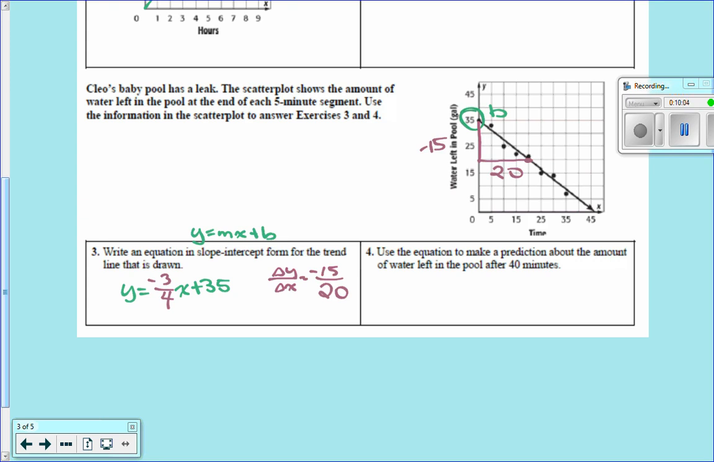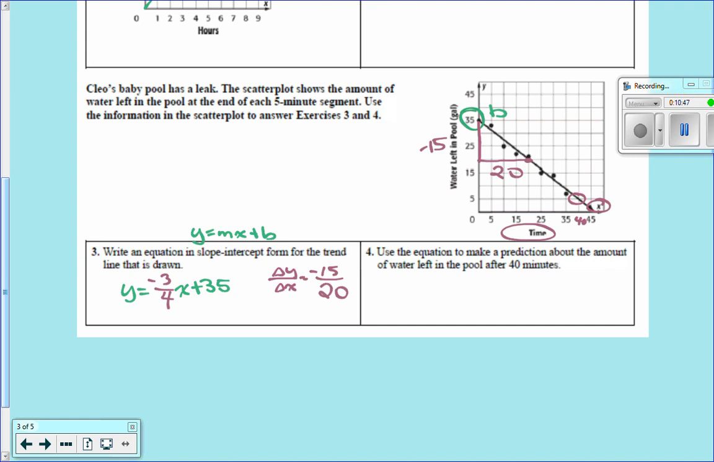Okay, so in number 4, we're going to use this equation to make a prediction about the amount of water left in the pool after 40 minutes. You can see 40 minutes is here, right? There's our prediction there. But how can we use our equation? What is x going to represent? What does x represent? Look at your graph. What is our x-axis? What does that represent? Time. Good.